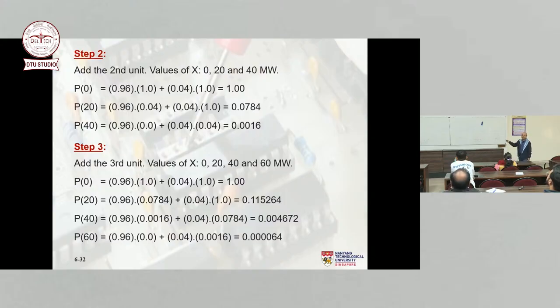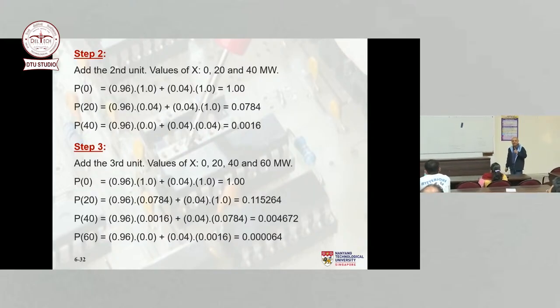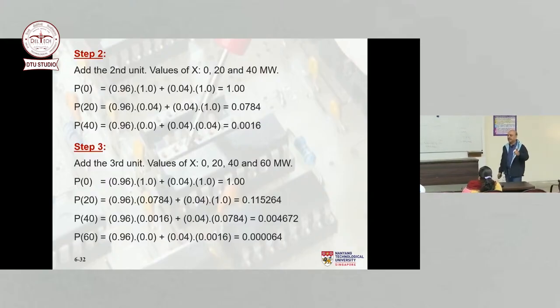Let me show you one more step, the third unit. Now what are the values X can take? 0, 20, 40 and 60, right? So we'll start again, 20. Let's go to 20. Availability of the generator multiplied by P prime of X, P prime of 20. So we'll get the value from the previous step, 0.0784. Only the previous step can be used in the calculations, only one step before.